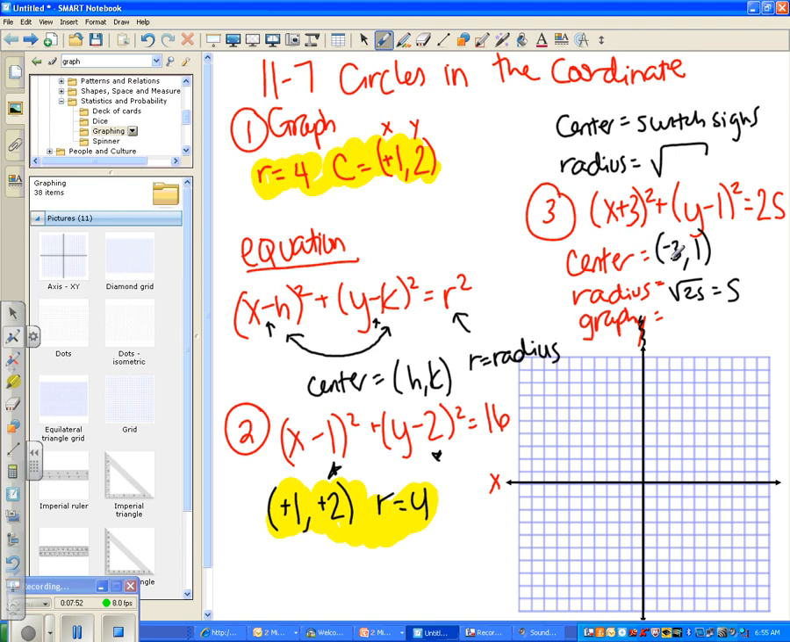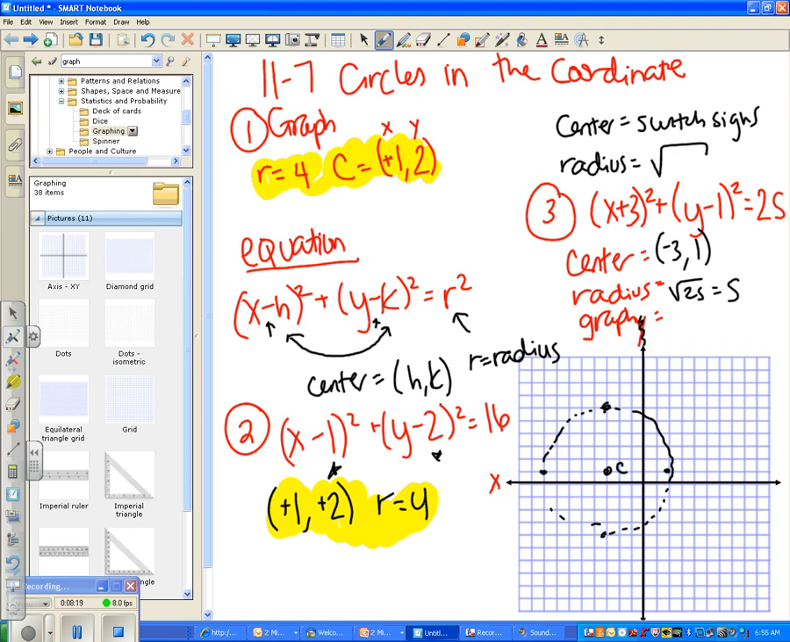Okay, so to graph it, you start at the center. So negative 3, 1. Here's my center. Then I'm going to go up 5, 1, 2, 3, 4, 5. I'm going to go over 5, 1, 2, 3, 4, 5. I'm going to go down 5, 1, 2, 3, 4, 5. And I'm going to go over 5, 3, 4, 5. And here is my beautiful circle. So if yours looks like that, you are good to go.